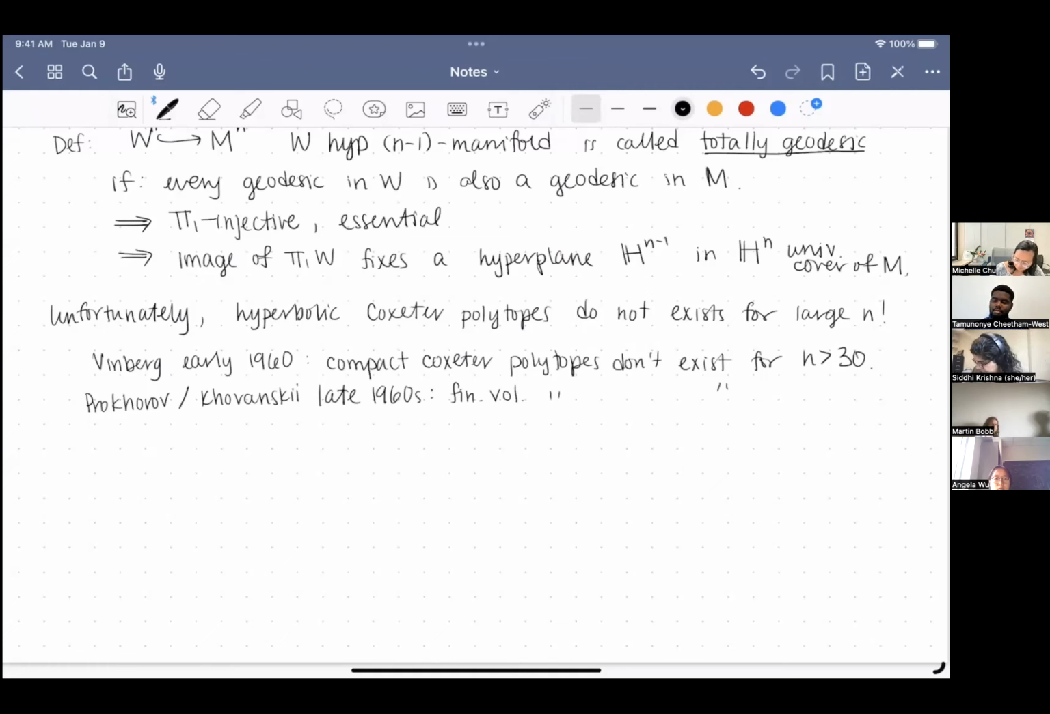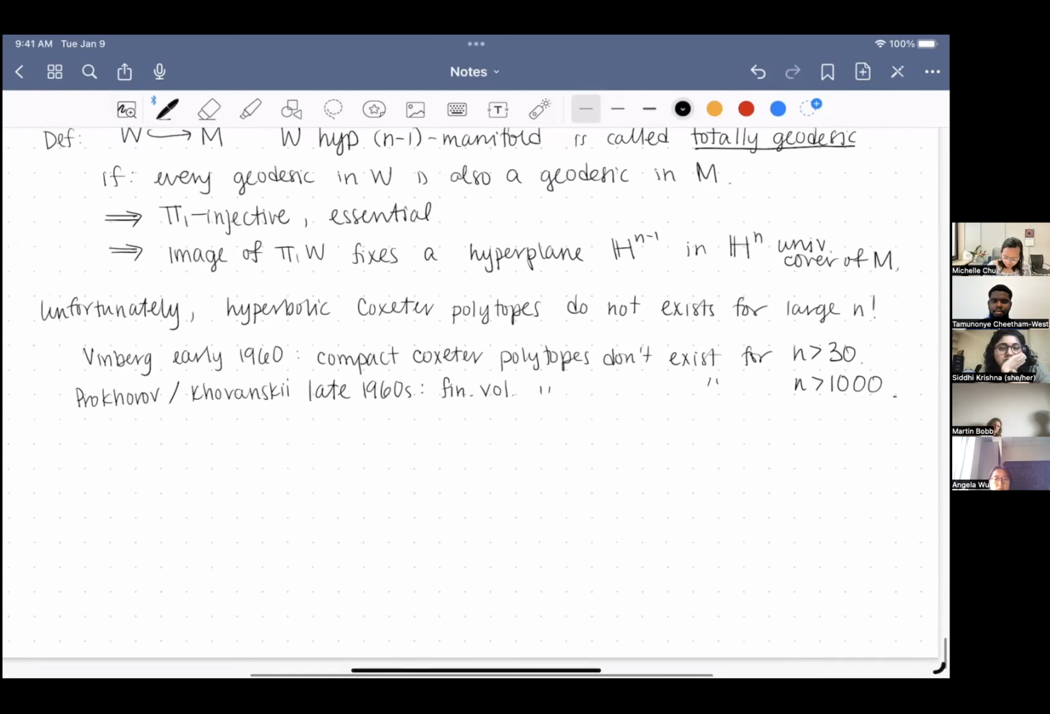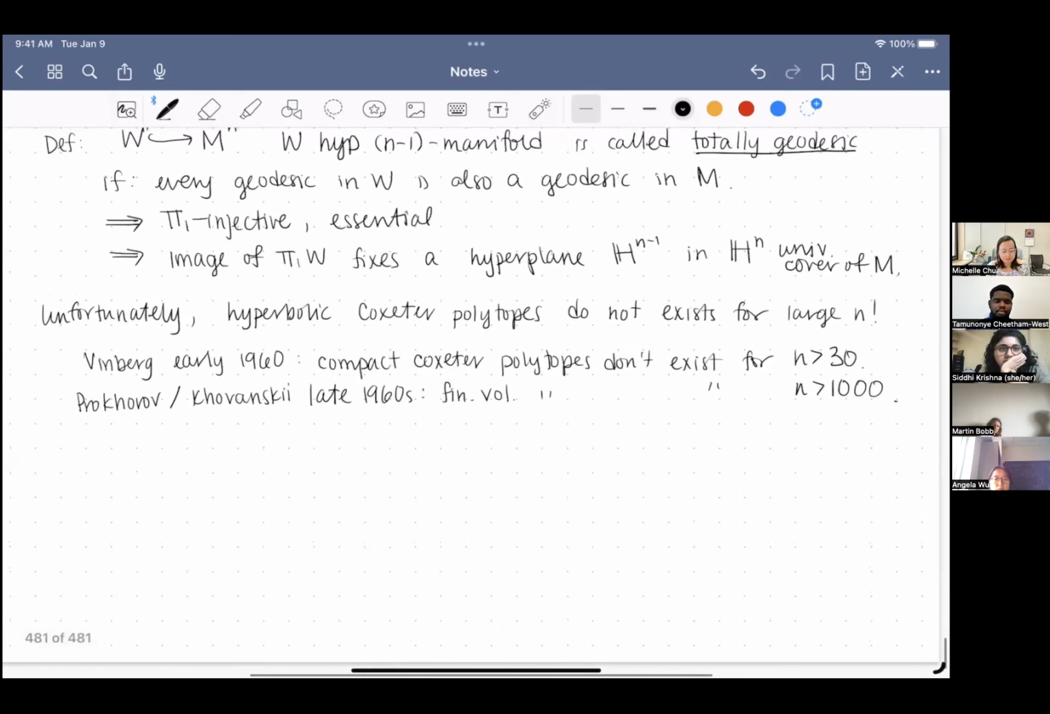Coxeter polytopes, they don't exist for n at least something around 1,000. So the number is like 990 something, but something around this. So they don't exist in high dimensions. So the method of constructing hyperbolic manifolds using these Coxeter polytopes just fails in any dimension. We can only do it in some lower dimensions. Okay, so there must be some other ways to construct hyperbolic manifolds in higher dimensions.